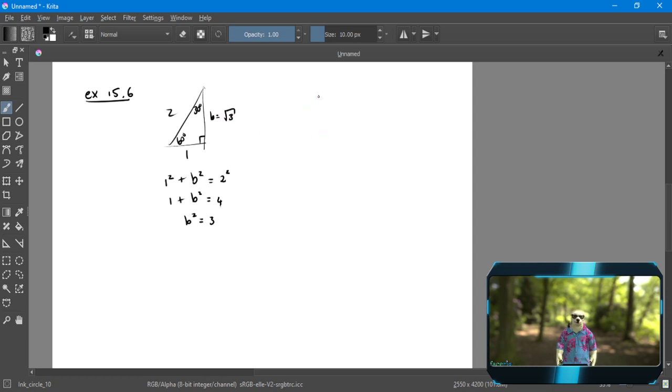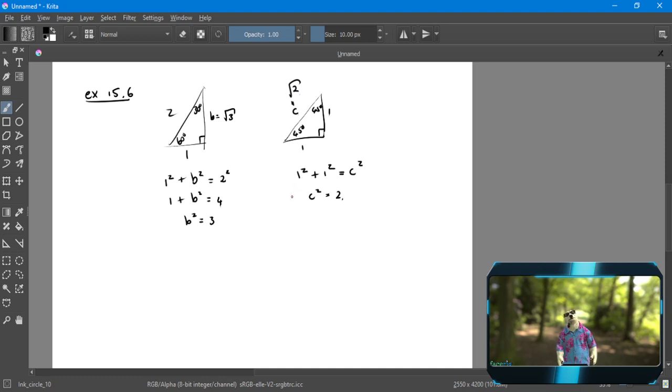The other triangle is going to be an isosceles triangle. Side lengths, perpendicular side lengths 1. And because of that, these angles are the same. They have to be 45 degrees. So I just have to find this missing one, the hypotenuse. 1 squared plus 1 squared equals c squared. So c squared equals 2. So c is the square root of 2.